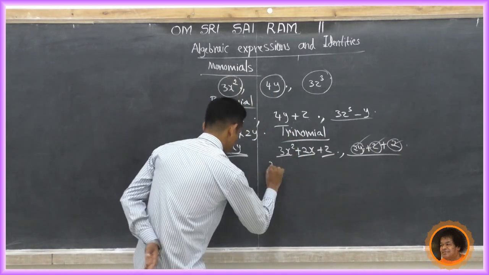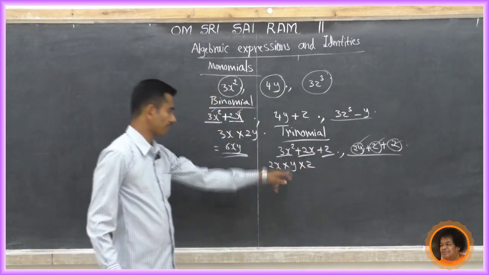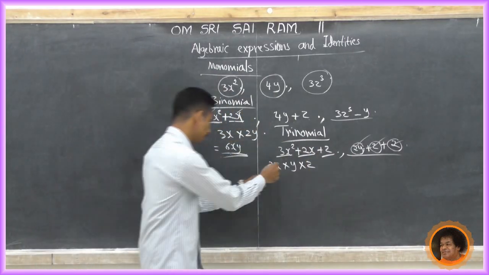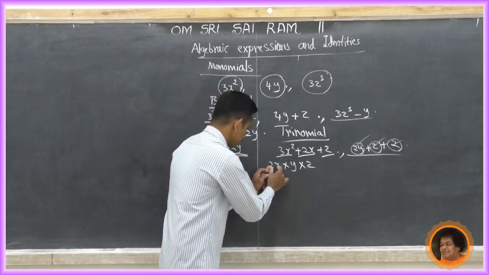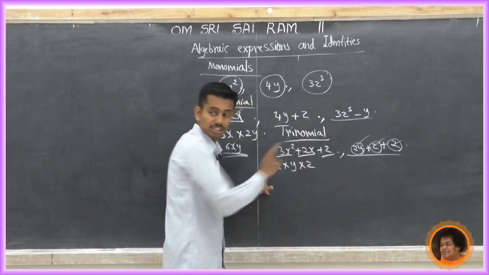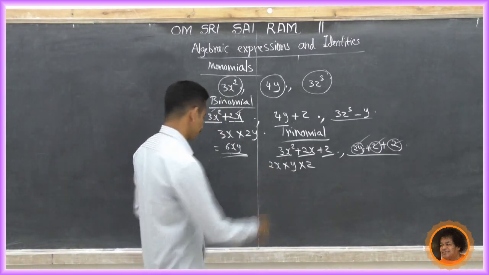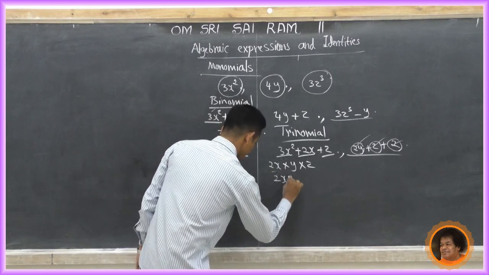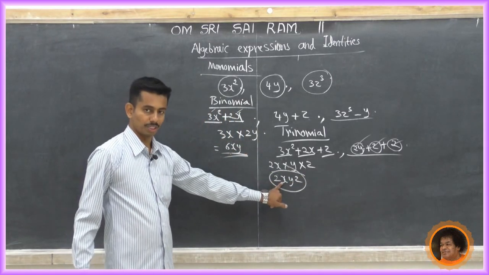If I write 2x into y into z, is it an example of a trinomial? No, because between the terms in the expression there is a multiplication symbol. So it is not a trinomial, because the product is 2xyz. It is a single term.